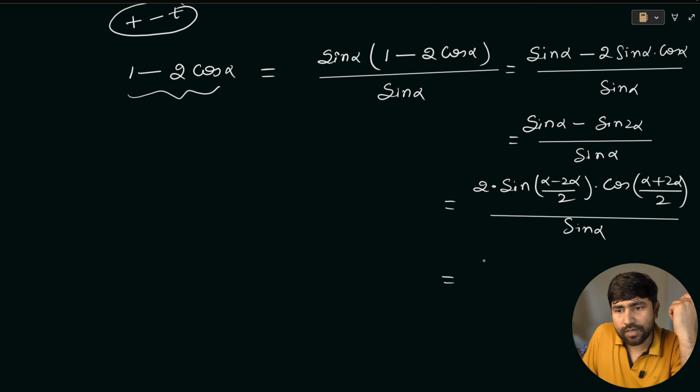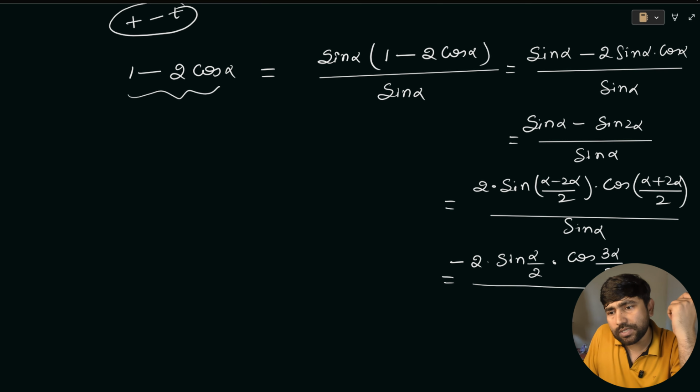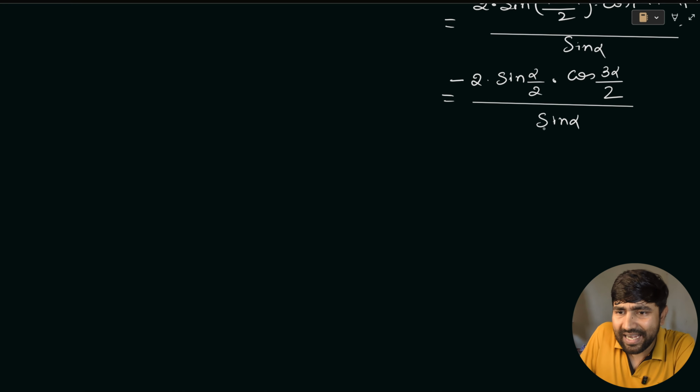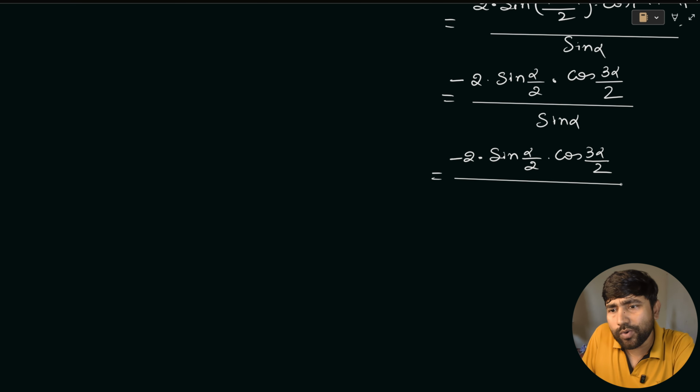Now this has become 2 sin of minus alpha by 2, so I am writing a minus of 2 sin alpha by 2 into cos 3 alpha by 2 upon sin alpha. So can we further simplify it? Yes, we can simplify it, and we will get here 1 minus 2 sin alpha by 2 into cos 3 alpha by 2 upon, we want to write sin alpha as 2 sin alpha by 2 into cos alpha by 2.